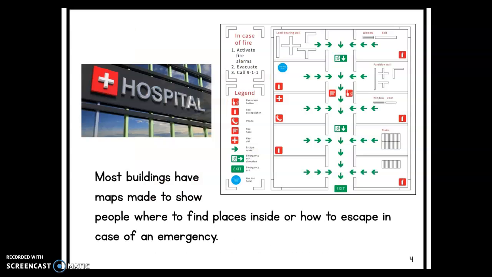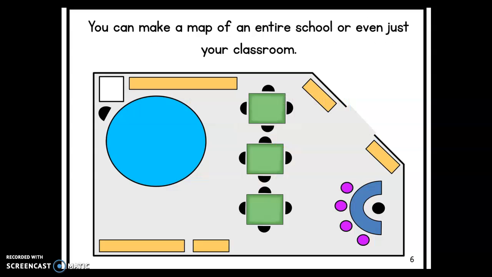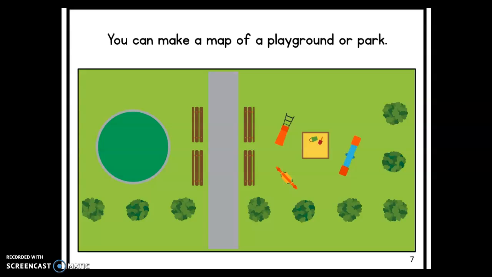Most buildings have maps made to show people where to find places inside or how to escape in case of an emergency. We can make a map of just about any place. You can make a map of your house or even just your bedroom. You can make a map of an entire school or even just your classroom. You can make a map of a playground or a park.